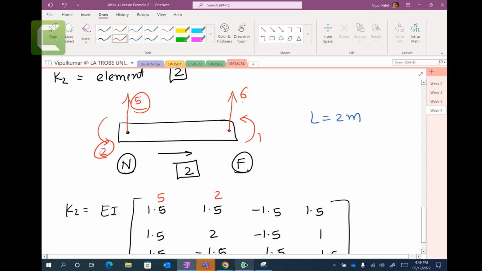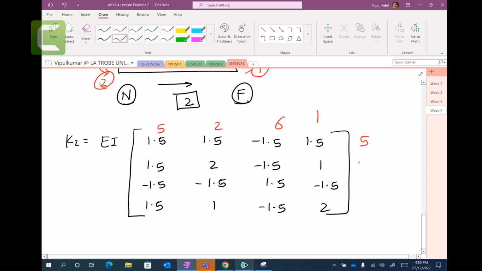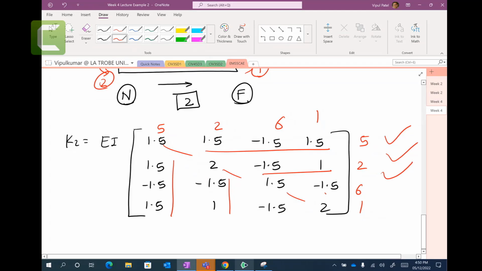Near node, far node business: 5, 2, 6, 1. Diagonal all positive, check number 1. This line same, check number 2. This line and this, check number 3. And these are same, check number 4.